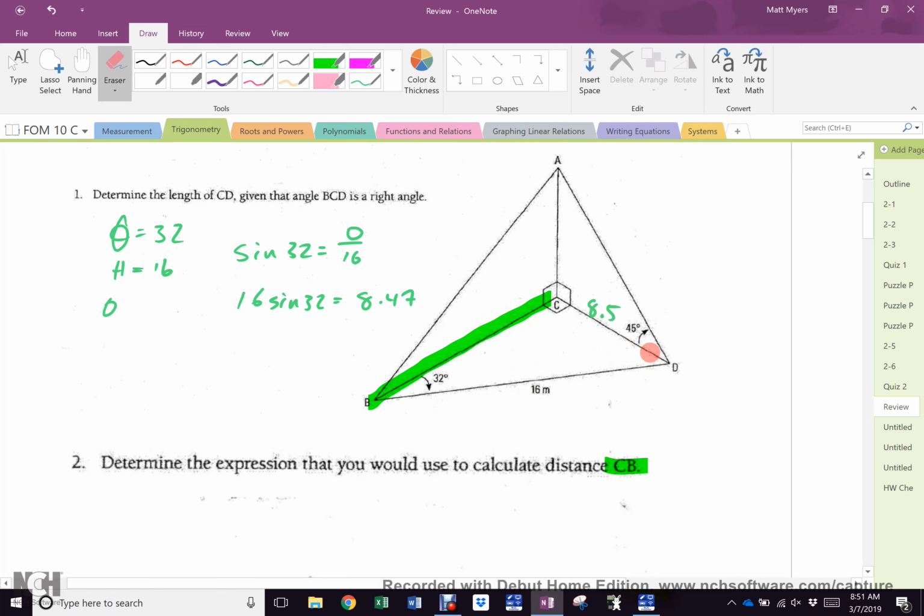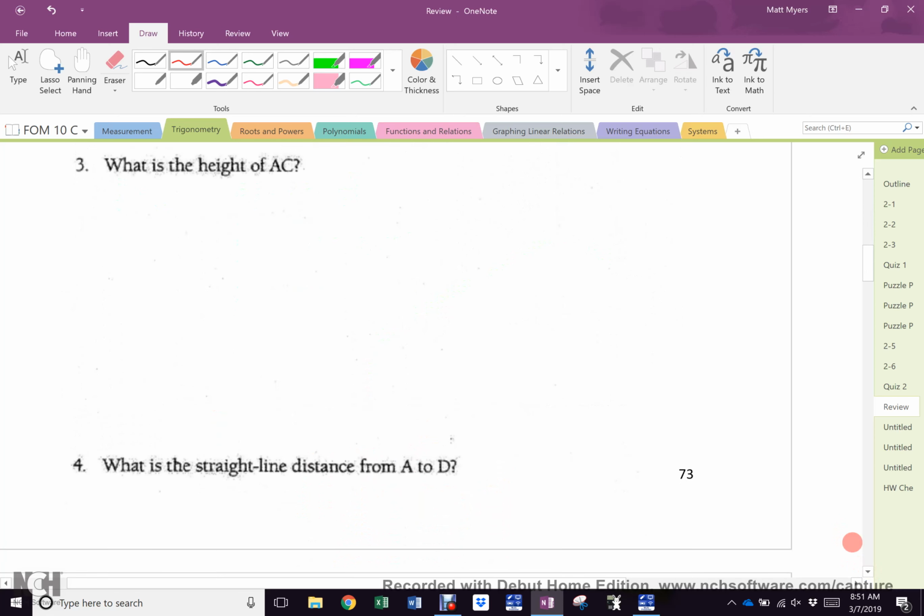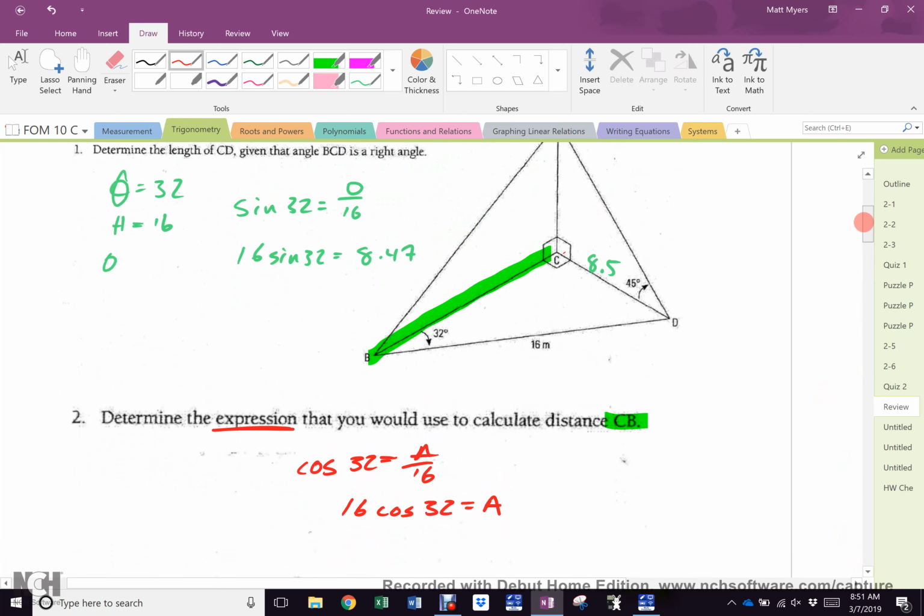I don't care what you did, but the important thing here is you showed me your work. Most of you, hopefully, said cos 32 equaled A over 16, so 16 cos 32 equaled A, which is CB. Hopefully, most of you used cos. If you didn't, though, it's no big deal.